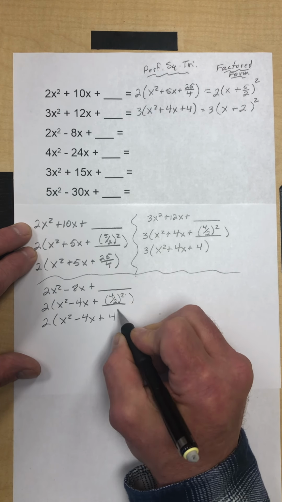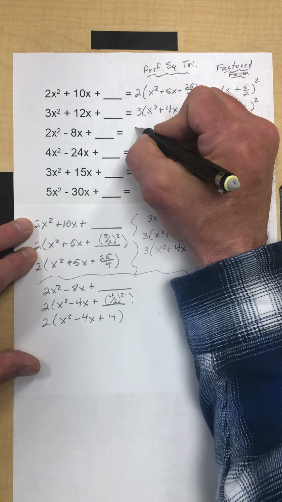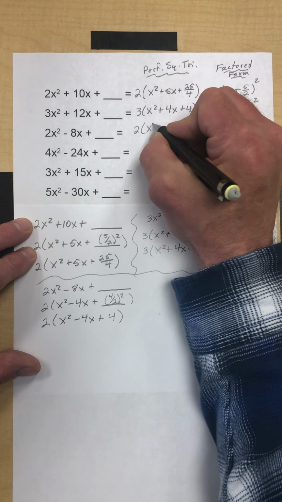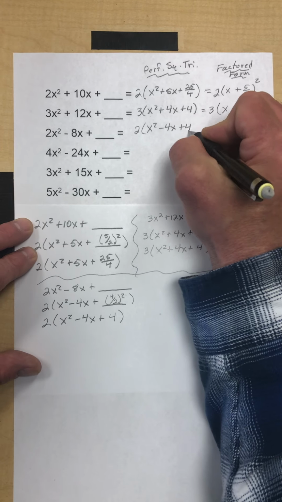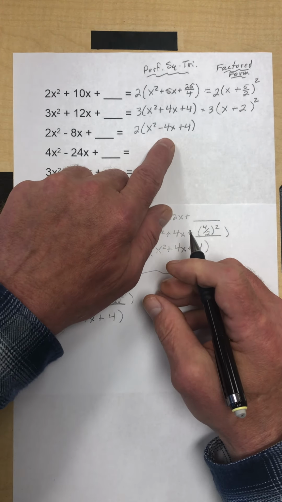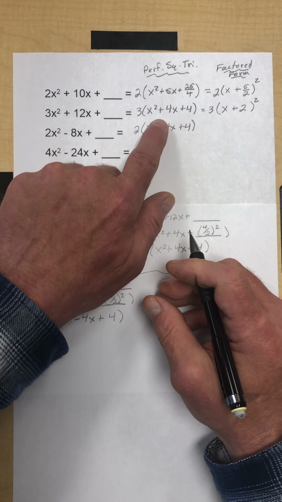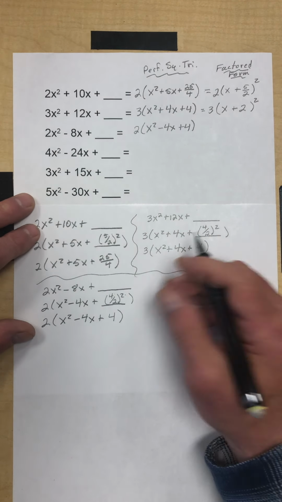So notice how similar this one is to the last one. Really close. So my perfect square trinomial will be 2 times the quantity of x squared minus 4x plus 4. So there's my perfect square trinomial. And notice the only difference inside here is the linear term is negative as opposed to up here being positive. Obviously the GCFs are different out front.